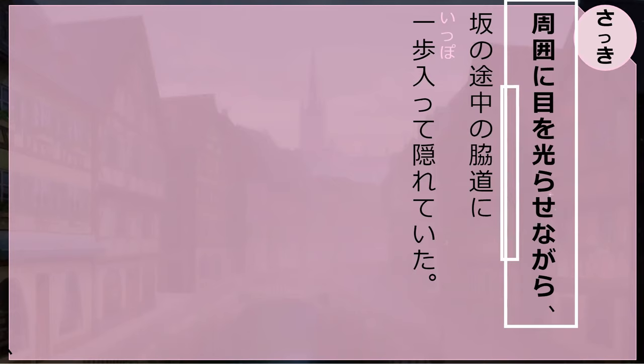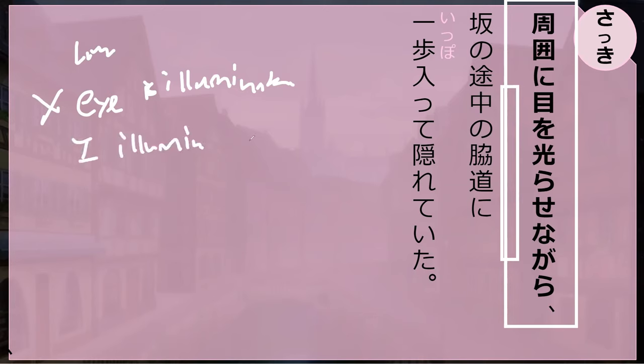What does me o hikaraseru mean? Hikaraseru. Light. Literally, it is eye is illuminated, right? Which doesn't have any real meaning. The eye is made to illuminate. I illuminate my eye. I make my eye twinkle. On my surroundings? I make my eyes twinkle on my surroundings? What do you think this could possibly mean?